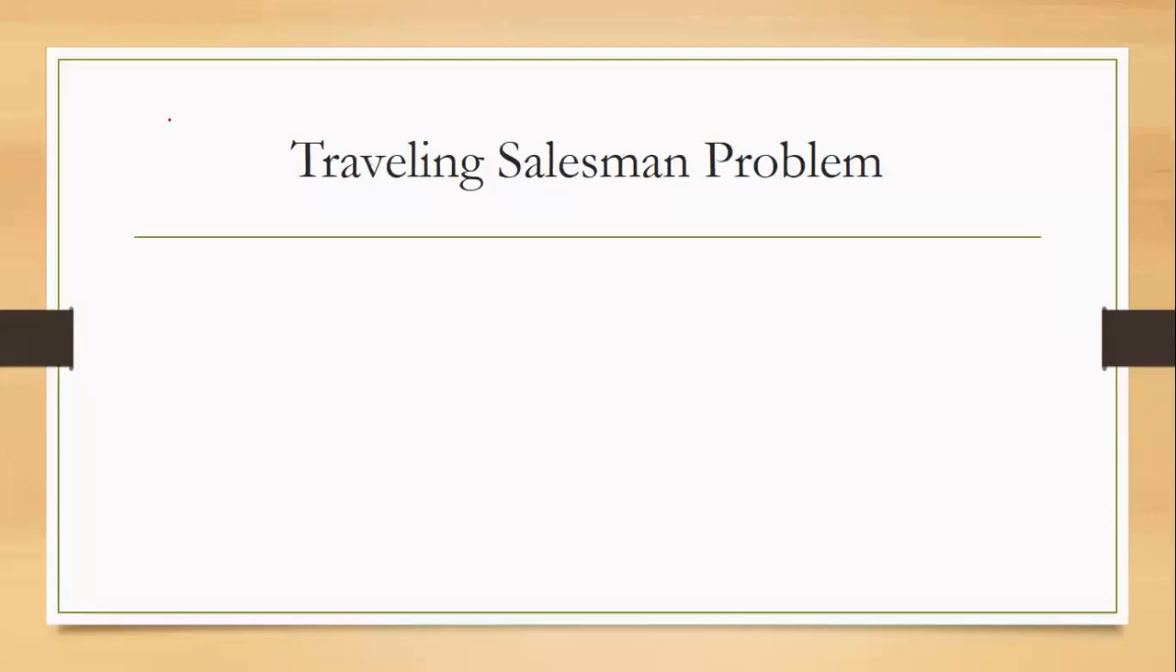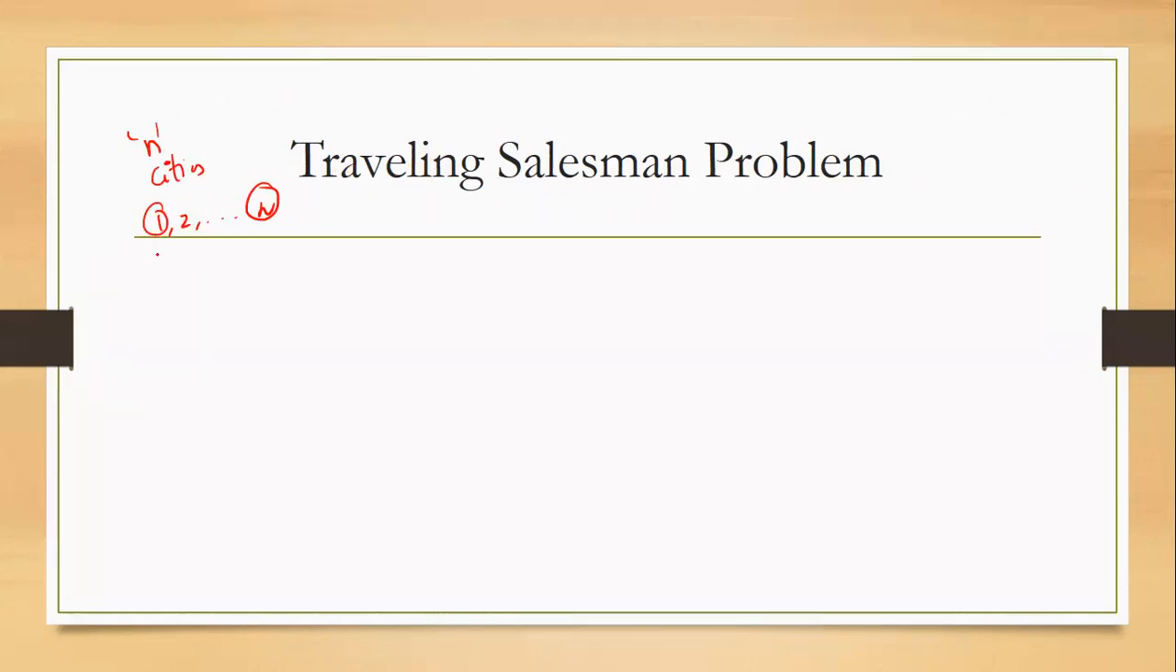We now discuss an important problem involving weighted graphs. Consider the following problem. A salesman wants to visit each of n cities exactly once. So n cities are to be visited, each city exactly once, and then he returns to the starting point.